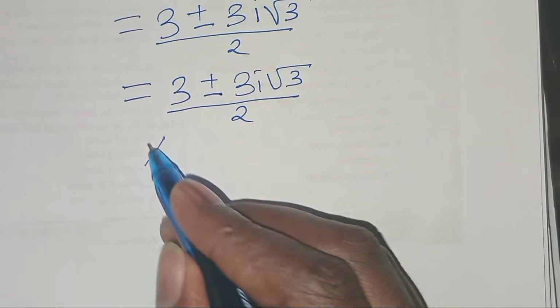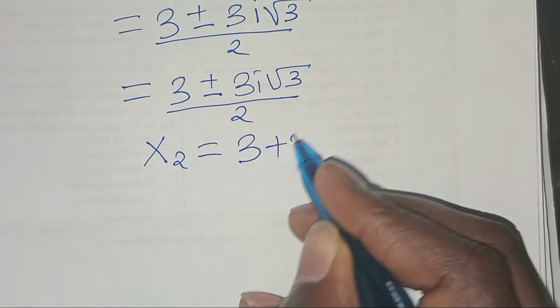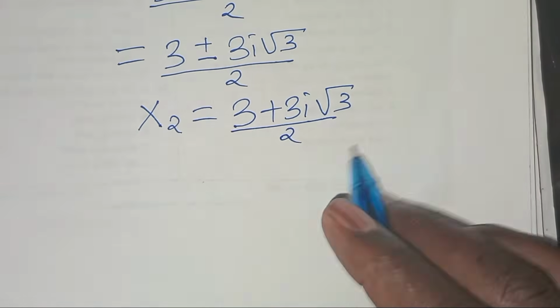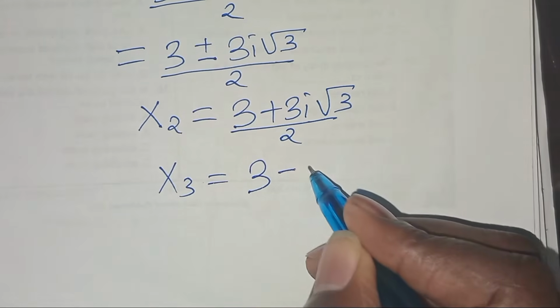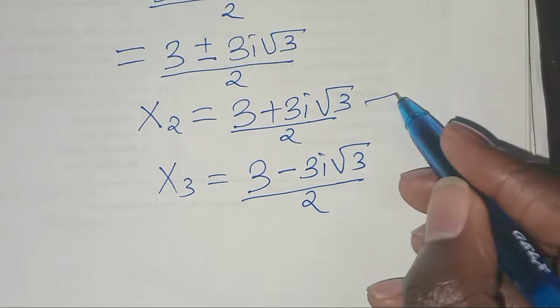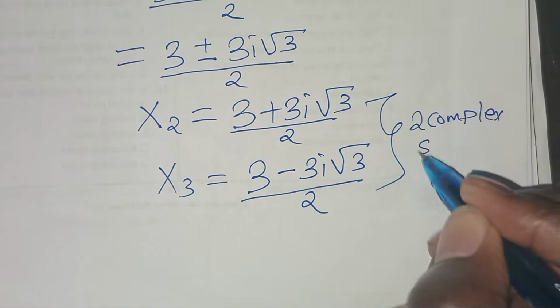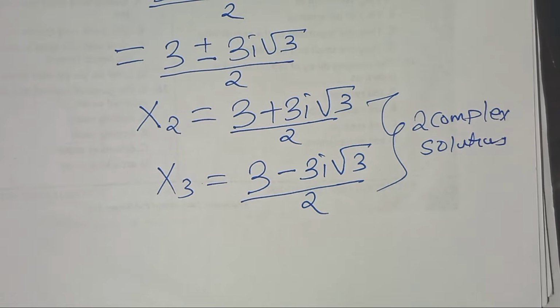So this means that x2 is equal to 3 plus 3i square root of 3 divided by 2. And we have x3 equal to 3 subtract 3i square root of 3 divided by 2. So these are two complex solutions we have. Now, let's proceed to case 2.